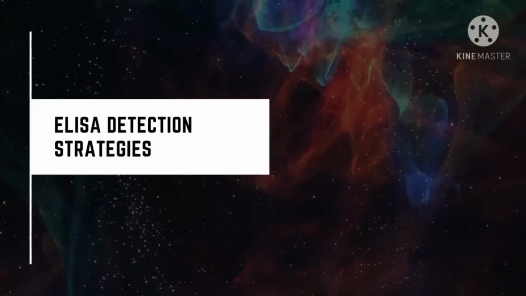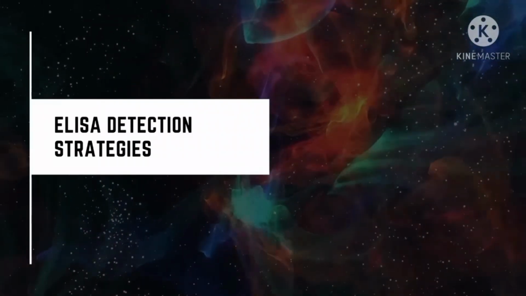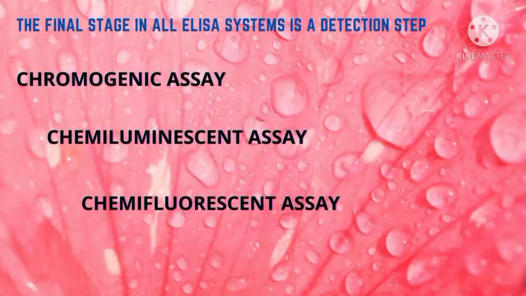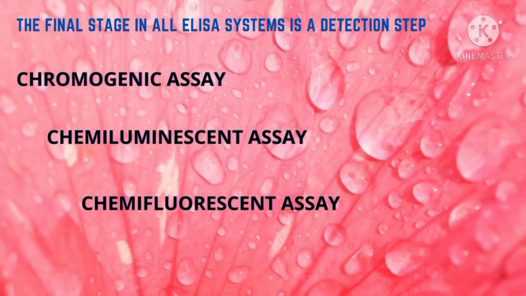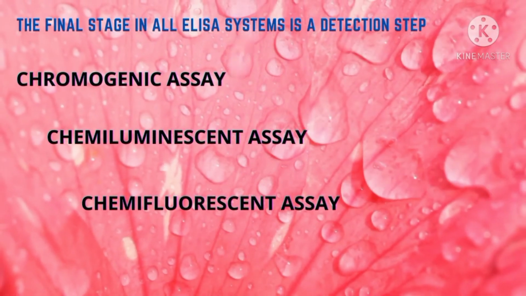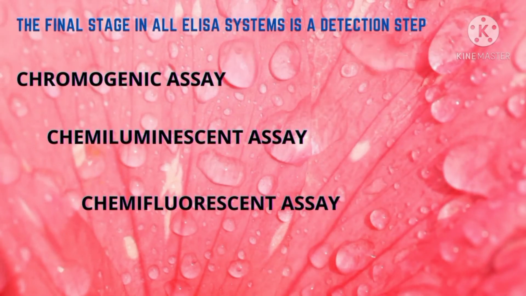In this segment, we are going to see the different detection strategies for ELISA. The final stage in all ELISA systems is a detection step. Detection can be done by a chromogenic assay, chemifluorescent assay, or chemiluminescent assay. Now let's discuss all the assays one by one.